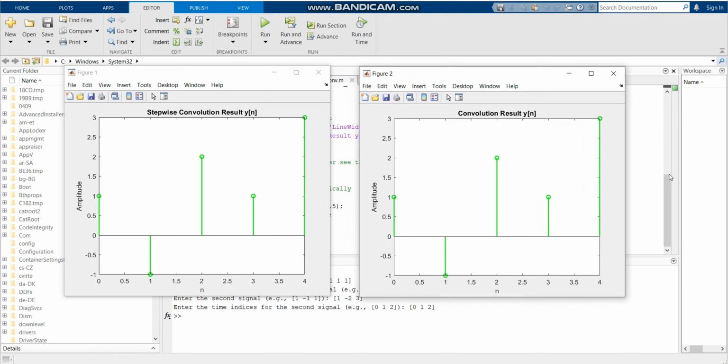So this code essentially performs convolution step by step using the flip and slide method, allowing the user to visualize the convolution process at each intermediate step before displaying the final result graphically. The pauses between steps are introduced to give the user time to observe the computation.